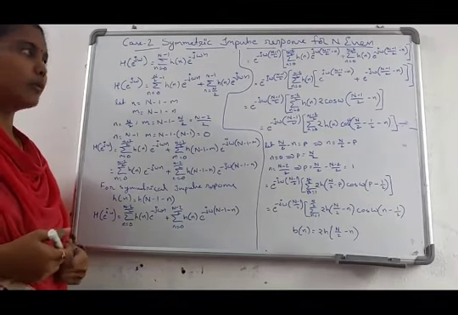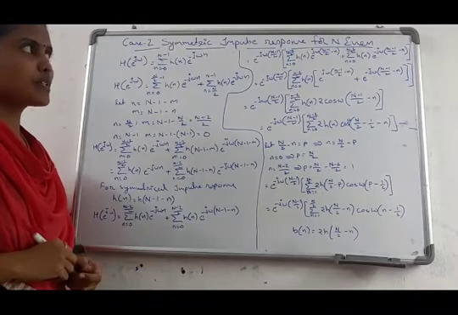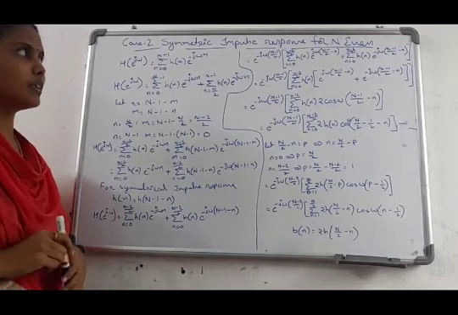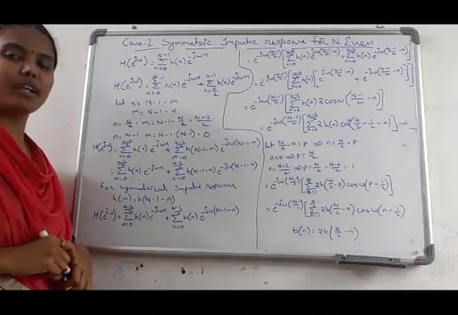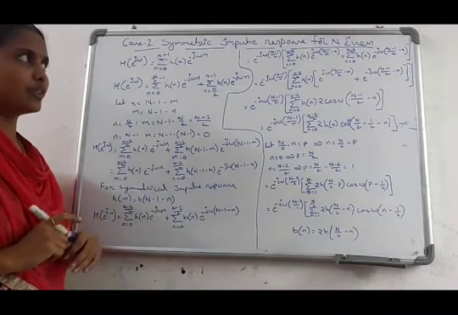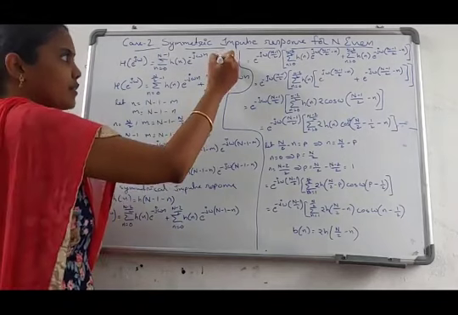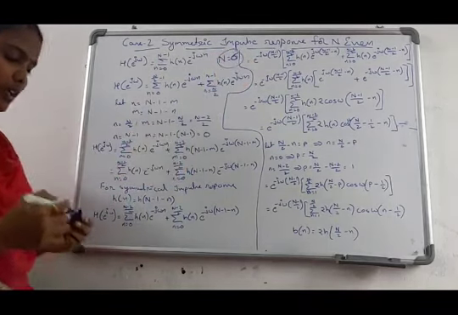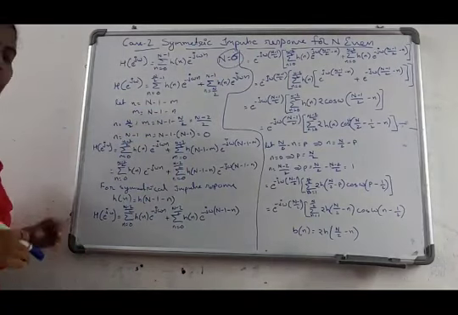Now I am going to explain case 2, that is symmetrical impulse response for N even. Last class we discussed symmetrical impulse response when N is odd, so N is equal to 7. This is for even, so you have to consider N is equal to 6. First, take the Fourier transform of the impulse response.